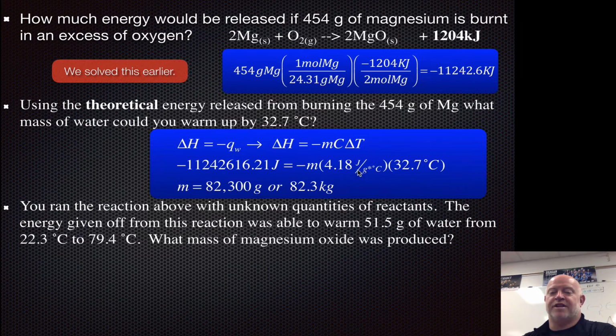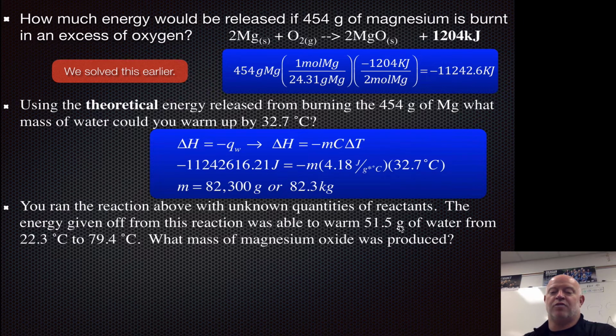All right, I knew my specific heat capacity of water. My temperature change was given to me. It was warmed up, so this is a positive temperature change, and I'm solving for mass. So I should get 82,300 grams, or 82.3 kilograms, which should be my mass here. Okay. Moving down to the next one. If we ran the reaction above with unknown quantities of reactants, okay, so now this 454 is no longer valid. So this no longer is valid. All we know is this process happens, okay? Unknown quantities of reactants. The energy given off in the reaction was able to warm up 51.5 grams of water from 22.3 to 79.4 degrees Celsius, okay?